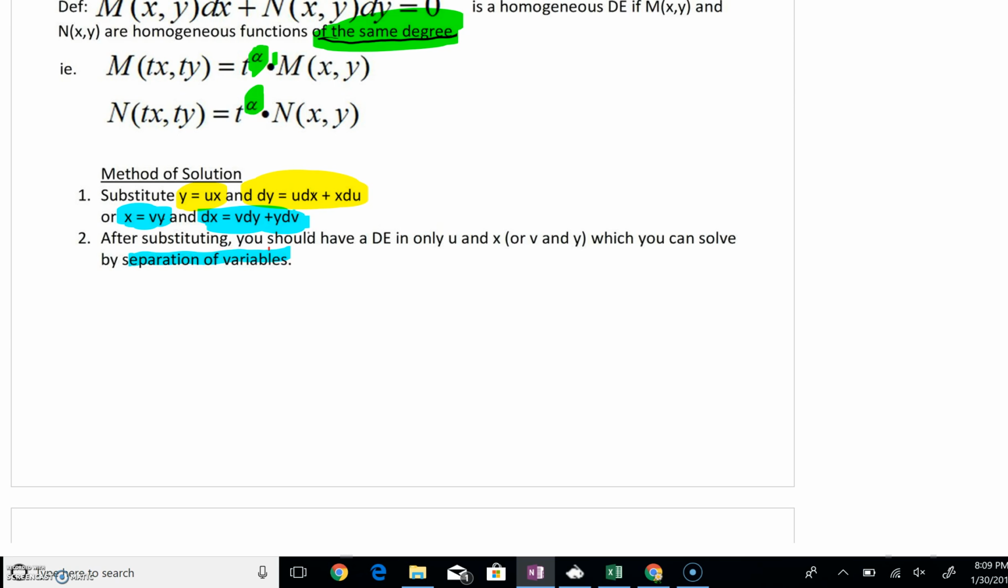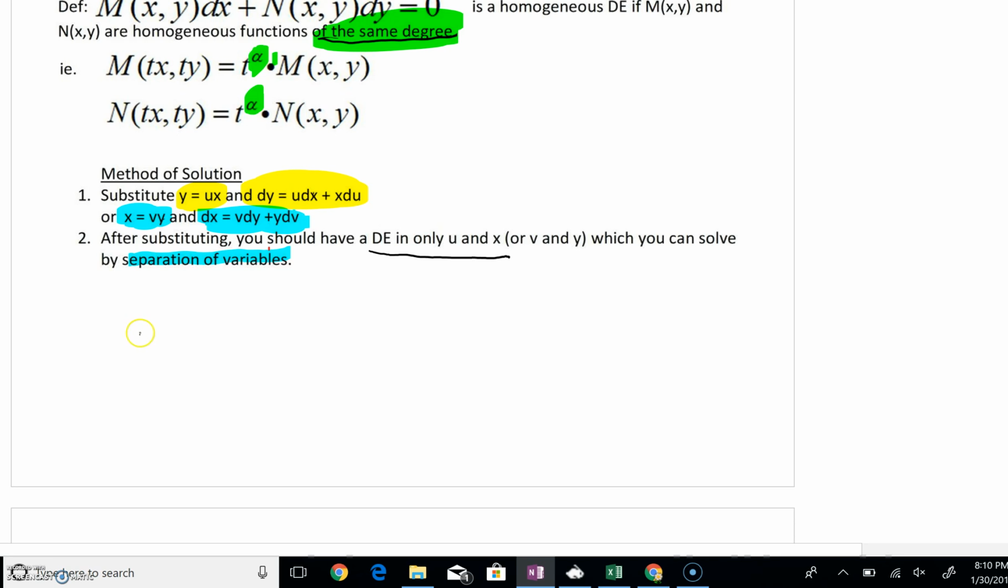But once you do make a good substitution, the whole purpose for this is your new differential equation will be with u and x, or perhaps with v and y. And then you can solve by separation of variables. You're going to go right back up to where we started this chapter. Now, knowing which substitution you want to use, because you could see in yellow we've got y equals ux, x equals vy.